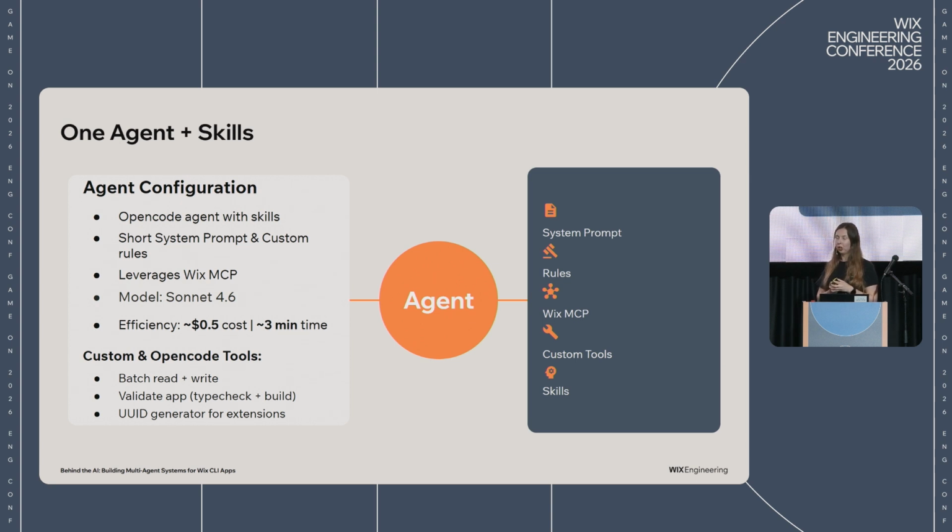It costs us around $0.5 on average to generate an app, and 3 minutes. We're currently working on improving that, but it generates much better apps.